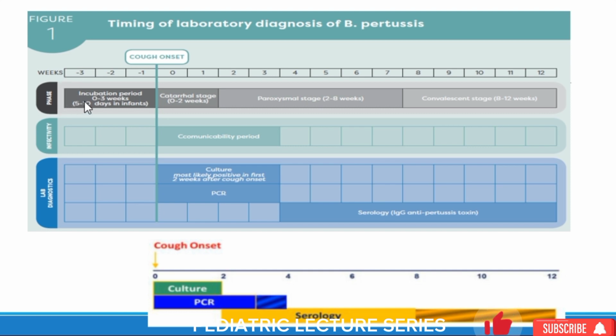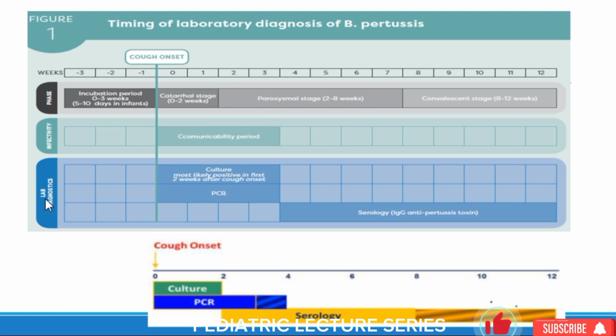From here, you note there is an incubation period, that is a week. Then, after the onset of cough, the first 1 to 2 weeks is the catarrhal stage, then the paroxysmal stage, and then you have the convalescent stage from the 8th to 12th week. Here, the infectivity is highlighted very well. It's very contagious at this stage, from the onset of cough up to around 3 weeks.